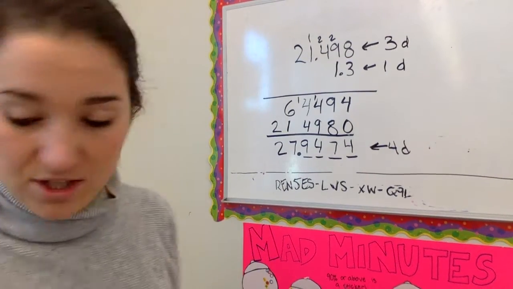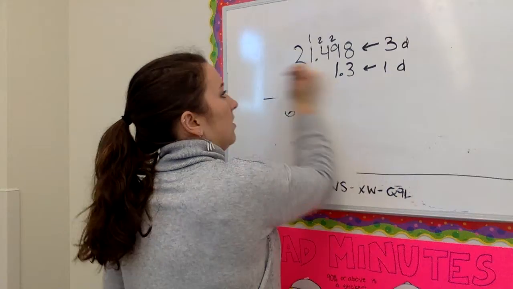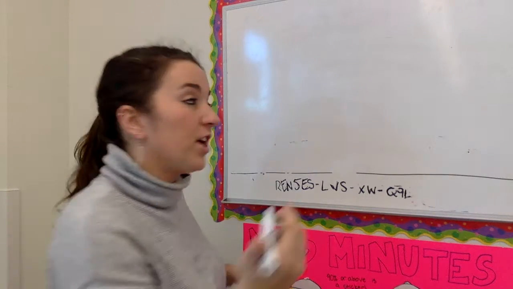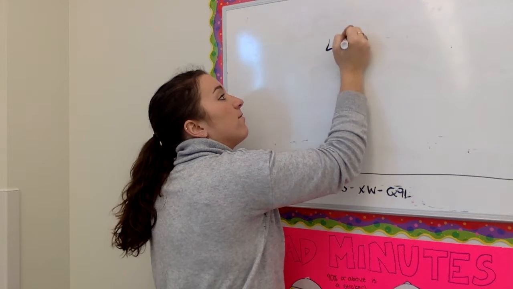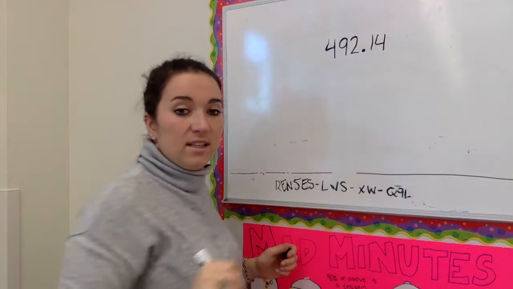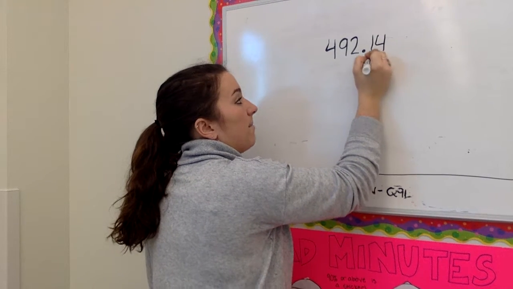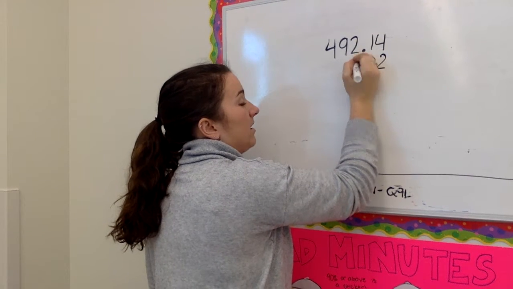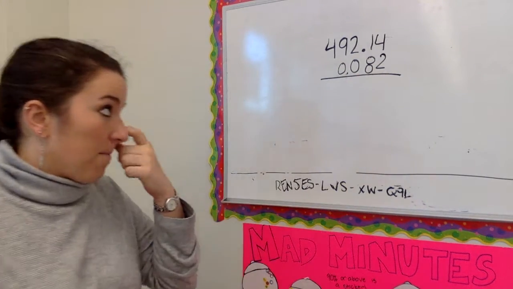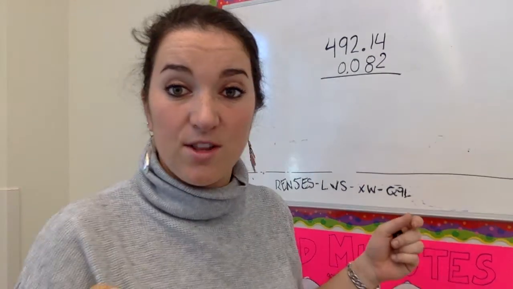Okay, now let's look at problem number 2. Problem number 2 is 492 and 1400ths times 82 thousandths. Remember, just line it up all the way to the right. Then I'm going to multiply, normally starting with my digit in the last place furthest to the right.